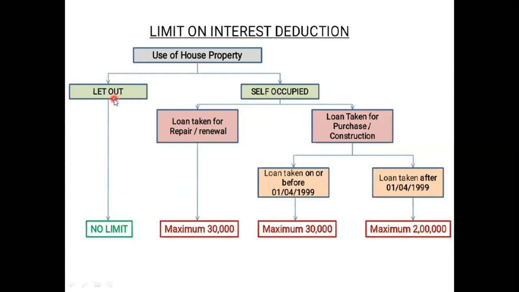In case of let-out property, there is no limit. So whatever interest you compute for a let-out property, there is no limit, you can claim whatever amount you arrive at. However, in a self-occupied property, remember that the limits are a maximum of 30,000 if the loan is for repair and renewal. And if it is taken for purchase or construction, see the date of borrowing of loan. And it is 30,000 and 2 lakhs.